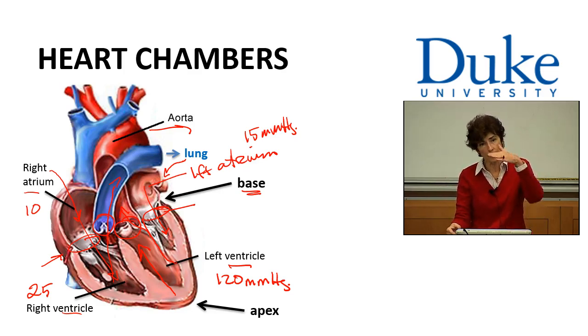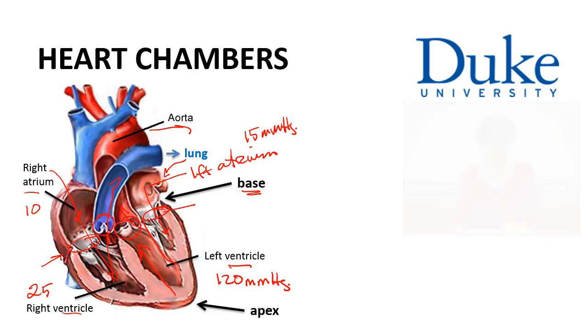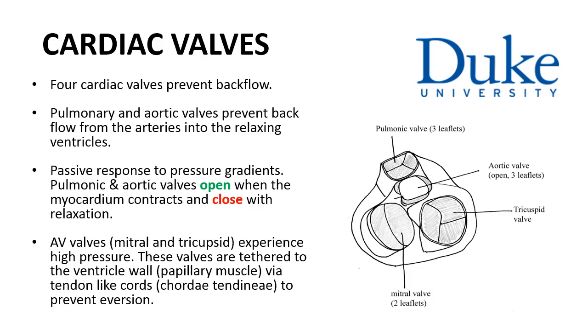The valves are interposed between the chambers to prevent backflow. This is what we see on this next slide. We have the 4 cardiac valves, and they're to prevent backflow. We always want blood moving from atria to ventricle, and from the right side of the heart to the left side of the heart. The pulmonary and aortic valves prevent backflow from the arteries when the ventricles are relaxing and have low pressure. The valves in general open and close due to changes in pressure across the valves, and that's true for all of the valves.